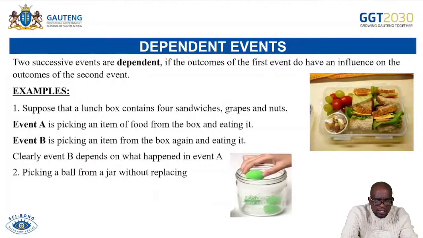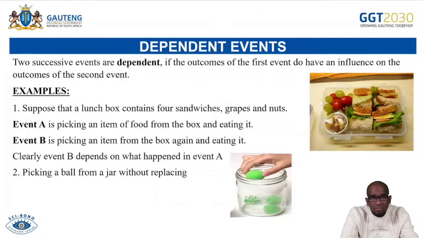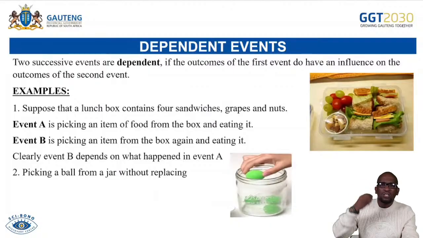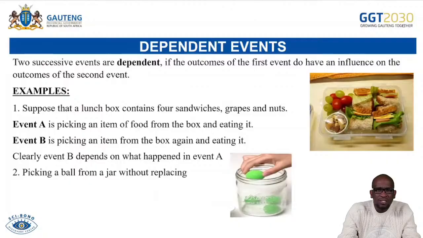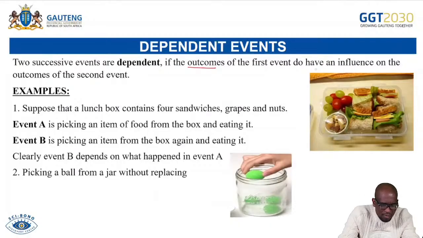Now let us look at the dependent events, which I normally don't like using the word dependent. Usually I use not independent, because it does not mean that if events are not independent, then they are dependent. Getting into dependent events would need us to dive deep into the concepts of conditional probability, which is not part and parcel of your CAPS curriculum. So two successive events are not independent if the outcomes of the first event do have an influence on the outcome of the second event.